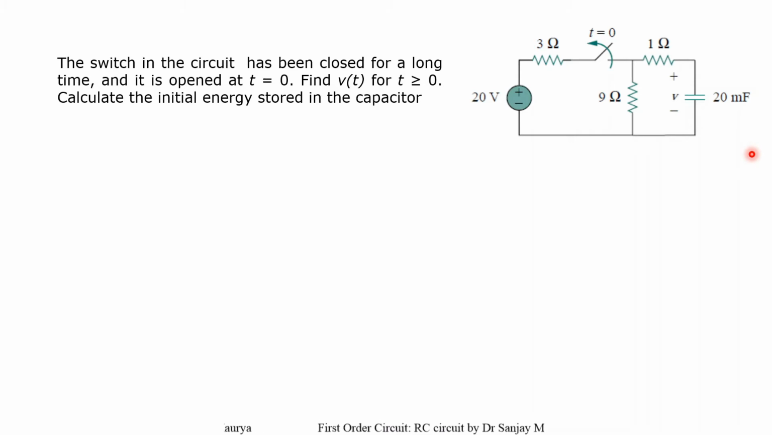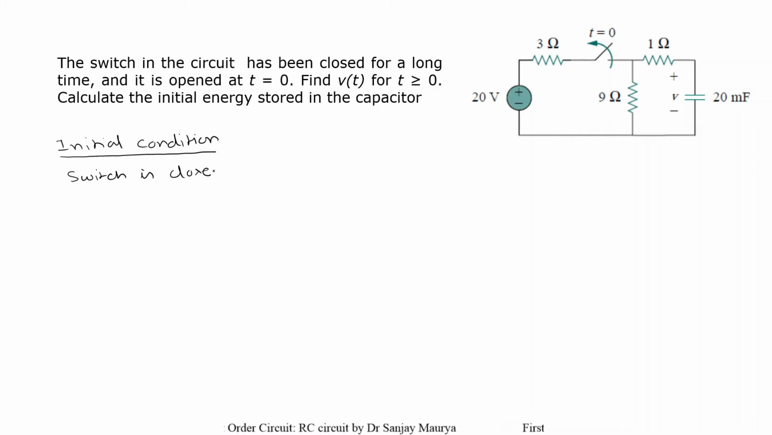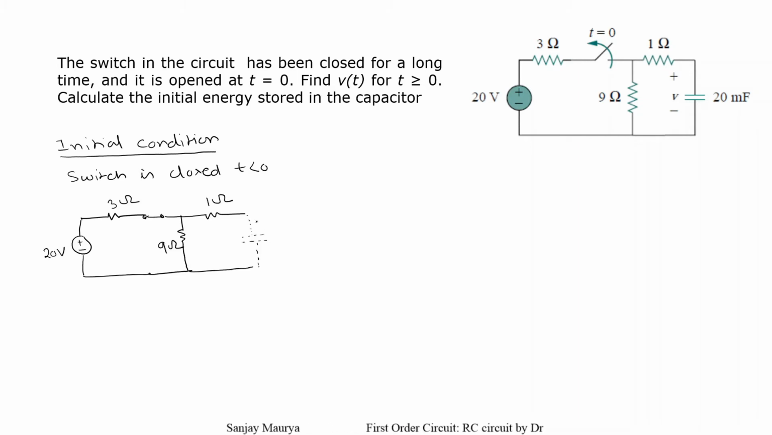The initial condition will be determined by drawing the circuit when t is less than 0, the switch is closed. So first of all we will redraw this circuit. Since this circuit is closed for a longer duration, this capacitor will be charged up to the full voltage level, and so this will behave just like an open circuit.